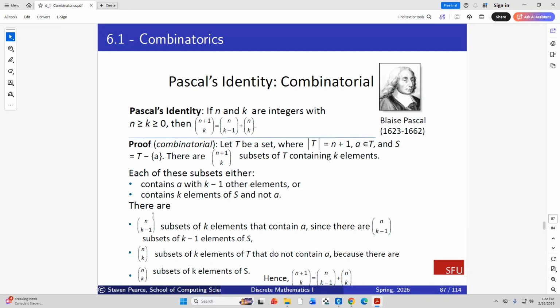This summarizes it here. When we take this particular arbitrary constant A, or element A, in the discussion of set T of size n plus 1, where A is an element of T and S is T minus this element A, it's a set that's slightly smaller. It's missing this element, and that's how you come up with this using the structure in Pascal's identity to make this combinatorial argument.